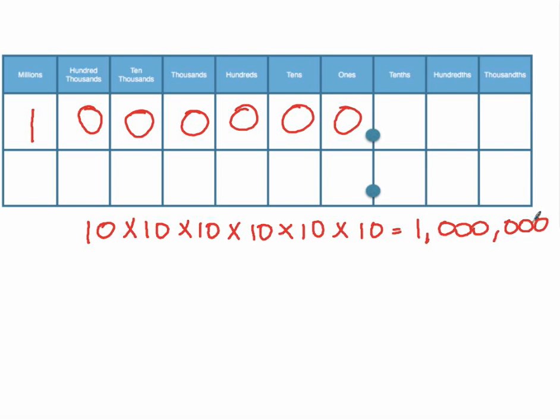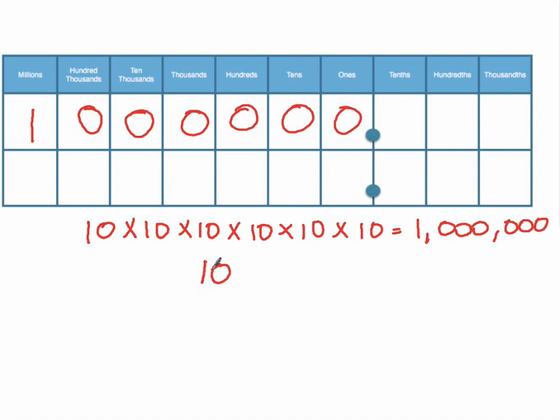Exponential form keeps you from having this mess. Exponential form means that I count how many tens I had to do. How many tens did I have to do? 6. I had to do 6 to get to a million. So this is really cool. You ready?